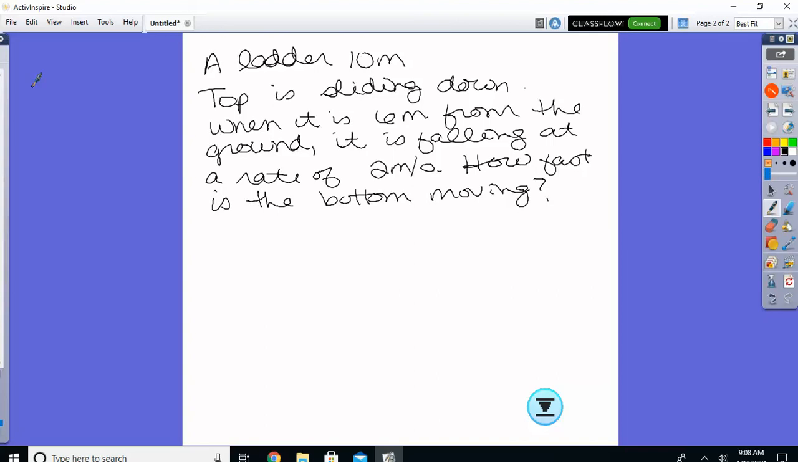Okay, so if I draw a picture here, I've got my corner wall, the ladder goes here. What do we know about the ladder? It is 10, it's a constant, it doesn't change.